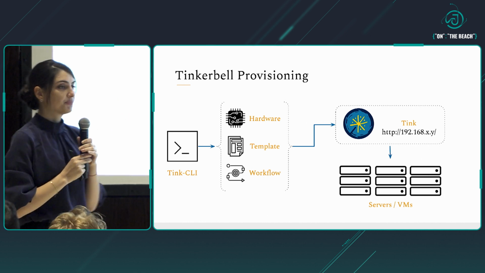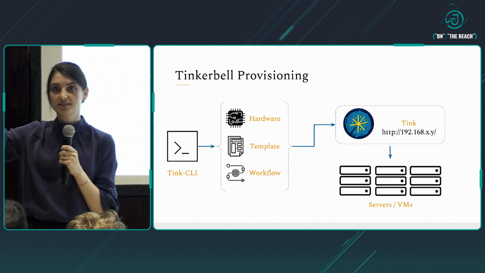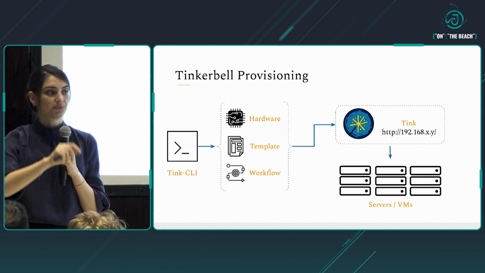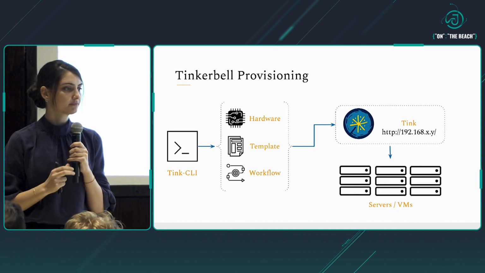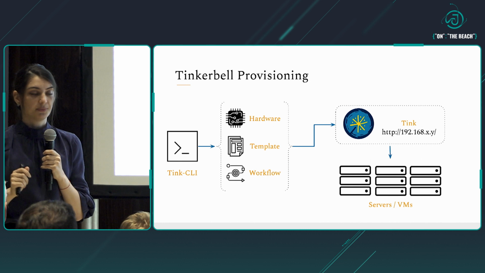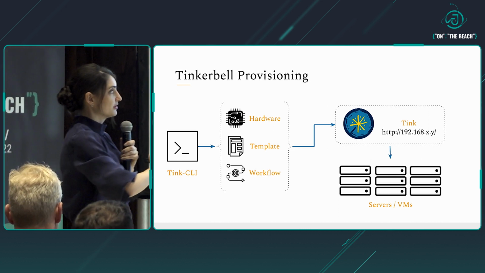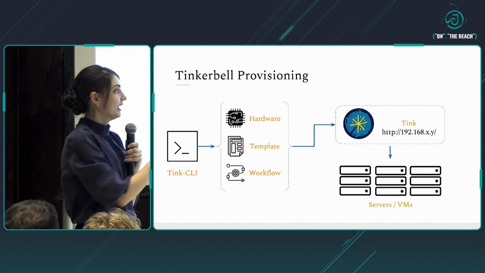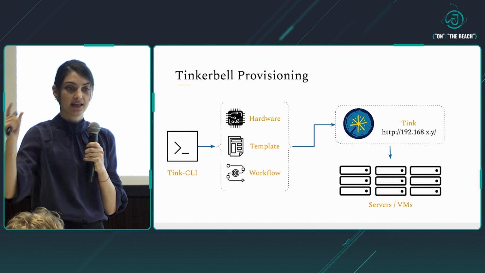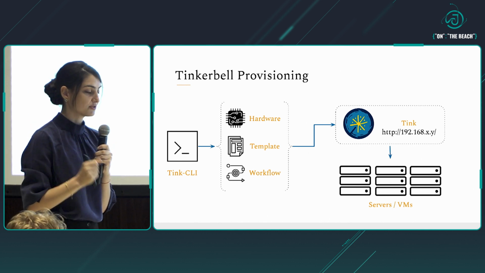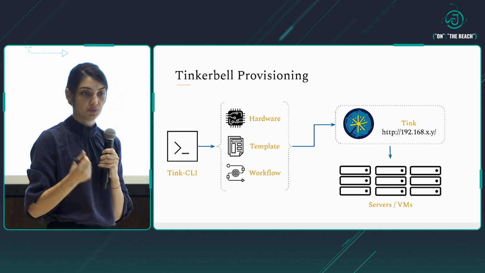And a workflow pretty much connects the hardware to the template. It will say, run this set of actions on this particular hardware. So a workflow, we can think about this as a pipeline as well. Once we have all of these three components, we can interact with the Tink CLI, which will take all of this configuration and send it to the Tink server, and then by the end, we should have bare metal machines that have been executed with steps of actions. So our bare metal machines are going to be provisioned in the state that we want.